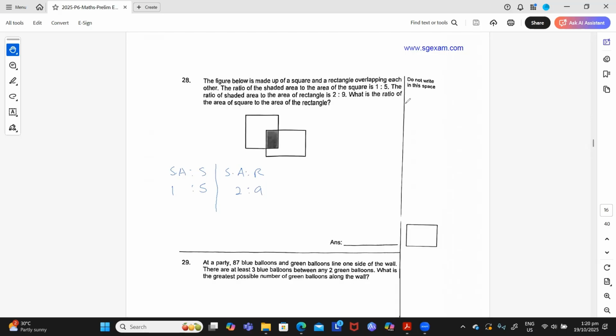What's the ratio of the area of the square to the area of the rectangle? So shaded area, common base, so 2 is to 10, is still 2 is to 9. Square is 10, rectangle is 9. So your answer is 10 is to 9.